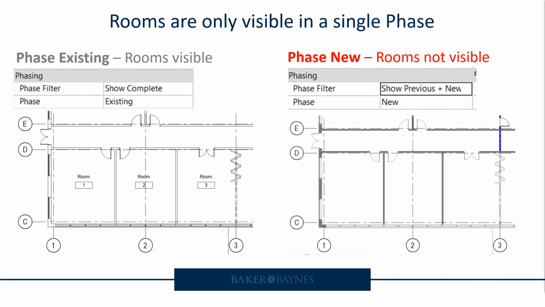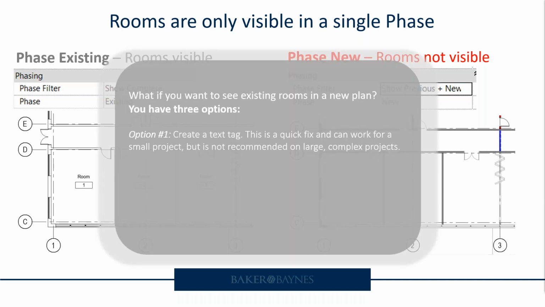So say for instance, you need to show your existing rooms in a new plan, then there are three options. Option one may be something like creating a text tag. So this is just a quick fix, and you can use it for small projects, but I won't recommend using it on larger or complex projects. Then another option is to create a view that only contains your view tags from your existing rooms, and then you simply overlay it to the new floor plan view on your sheet. This, however, is not very clean, but it does work.